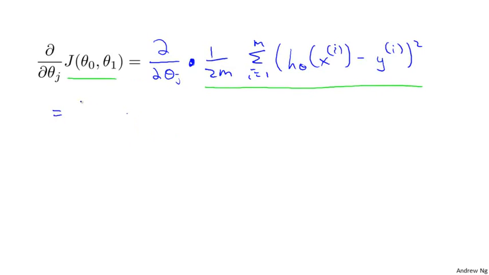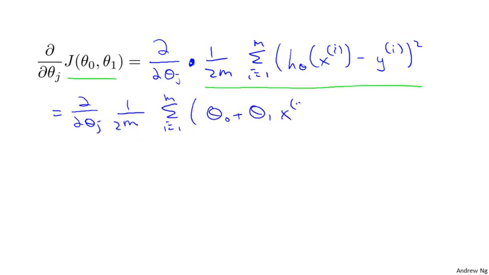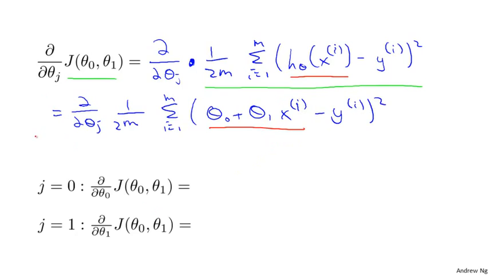And simplifying a little bit more, this turns out to be equal to this, sum from i equals 1 through m of (theta 0 plus theta 1 x^i minus y^i) squared. And all I did there was take the definition of my hypothesis and plug it in there. And it turns out we need to figure out this partial derivative for two cases, for j equals 0 and for j equals 1. So we want to figure out this partial derivative for both the theta 0 case and the theta 1 case.